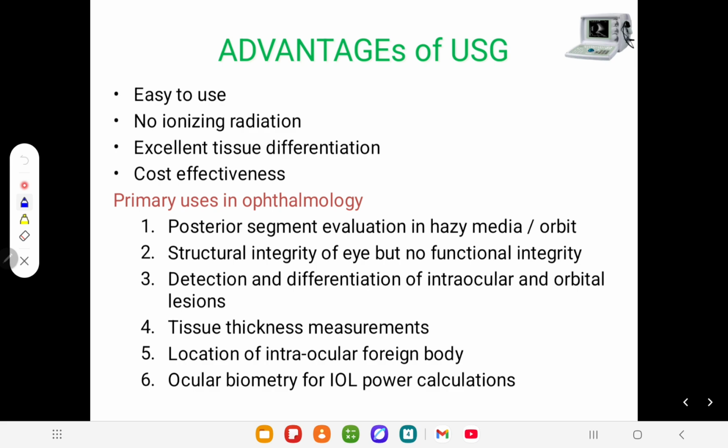Advantages of USC. What are the advantages of USC? First, it's easy to use, non-ionizing radiation, definitely excellent tissue differentiation, and cost effectiveness. Primary uses in ophthalmology. Where do we use ultrasonography? Posterior segment evaluation in hazy media, and definitely in the orbit too.